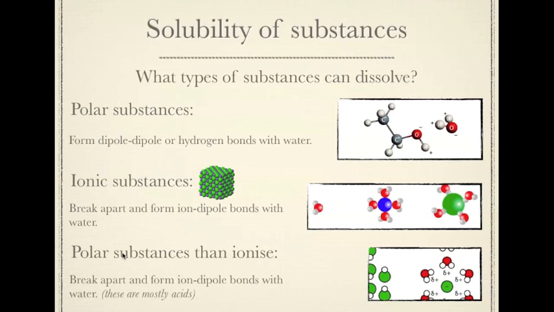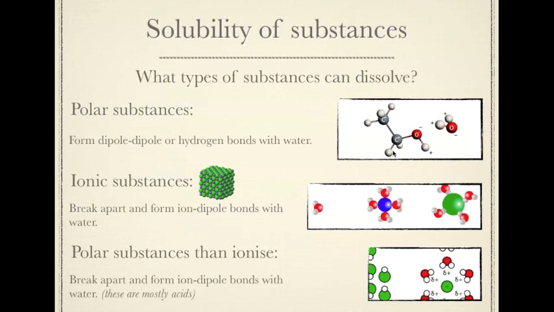Three compounds that can dissolve. The first type of compound is a polar substance. Okay, you understand polarity, so you should be able to work out if a substance is polar or not. What happens with polar substances? They form dipole-dipole or hydrogen bonds with water.